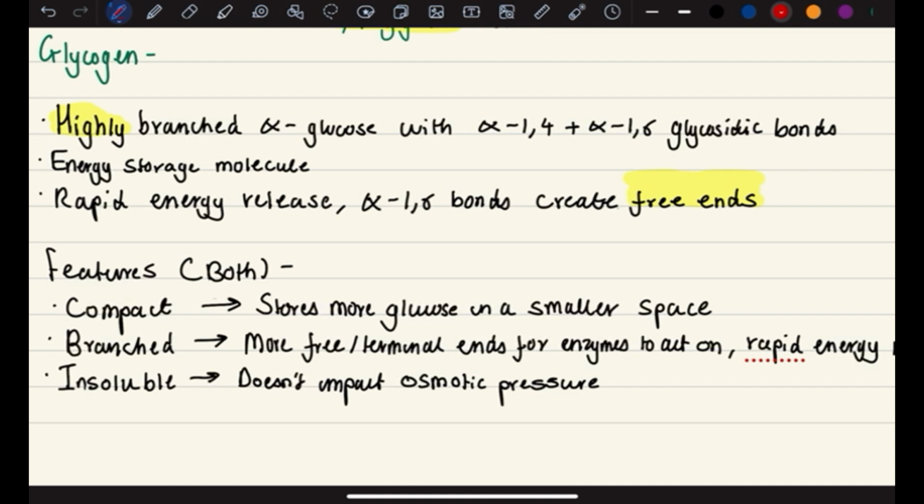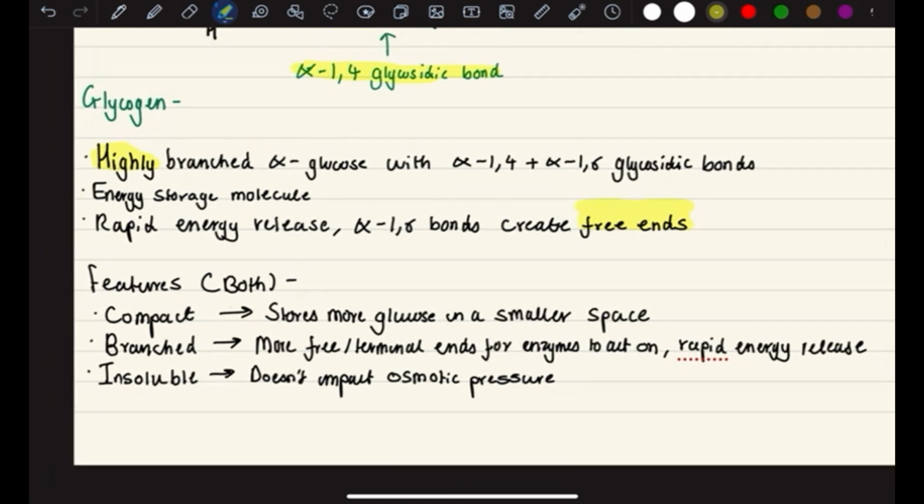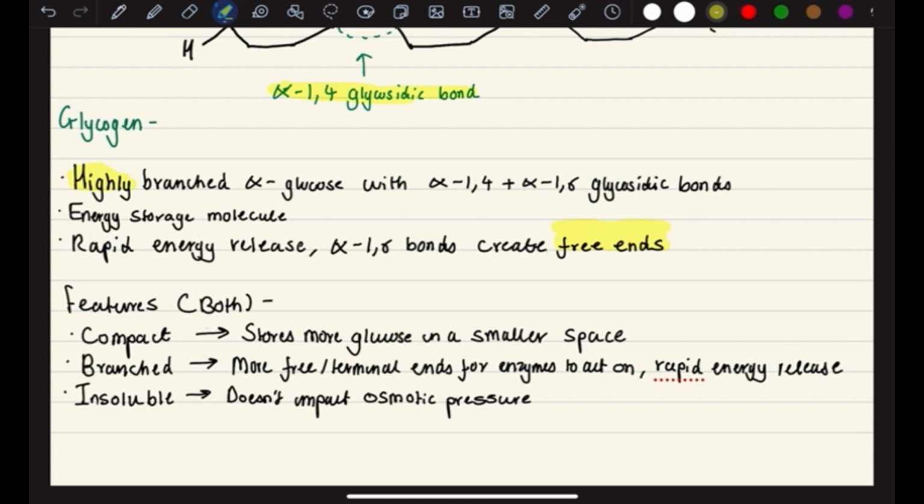Now, both glycogen and starch have really important features. Mainly, we're going to be talking about glycogen just because it's an energy storage molecule. But I want you to mention that it's compact, it's branched, and insoluble. And like I always say, we don't mention a feature without saying the benefit of that. So compact, it stores more glucose in a smaller space. Branched, it has more terminal ends for your enzymes to act on to release energy more quickly. And insoluble, it does not affect the osmotic pressure. So it won't have any impact on osmosis in the body. And those are your features of glycogen and its importance.